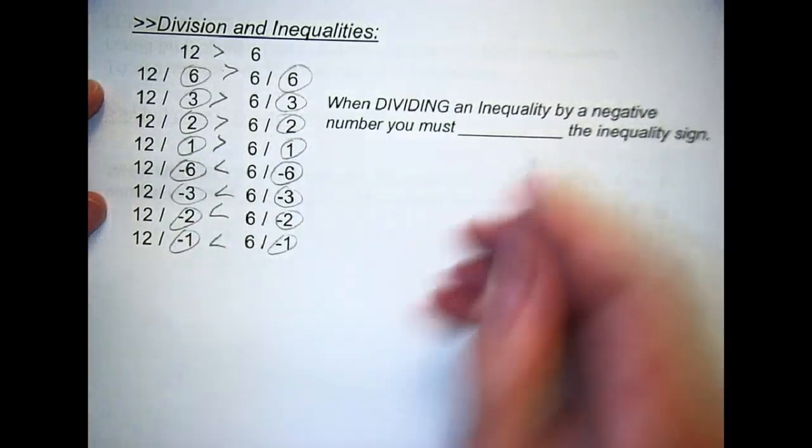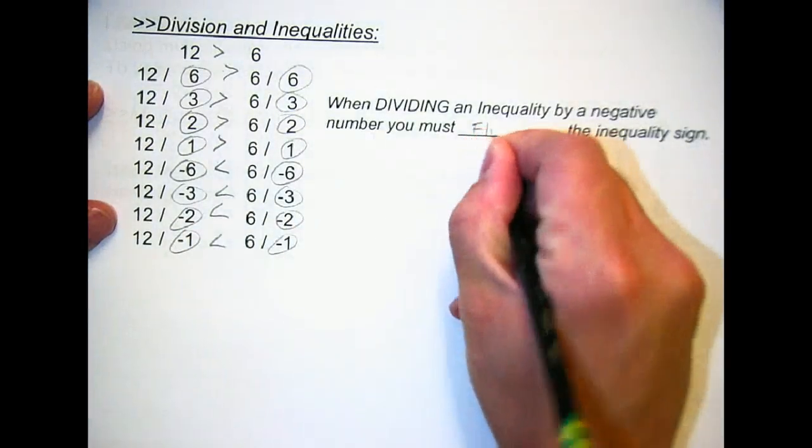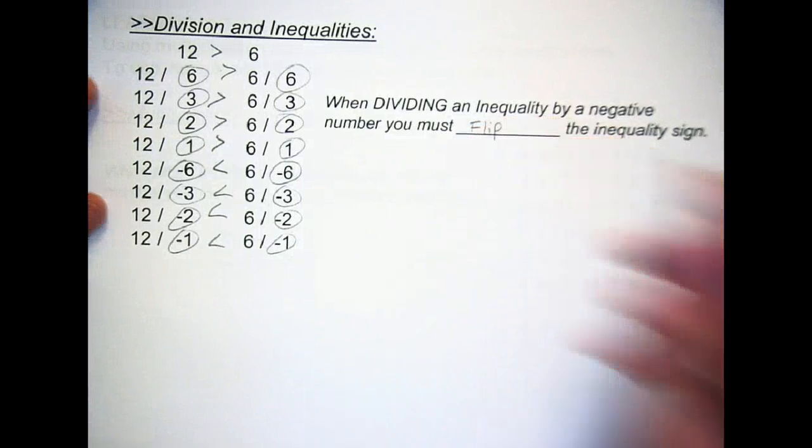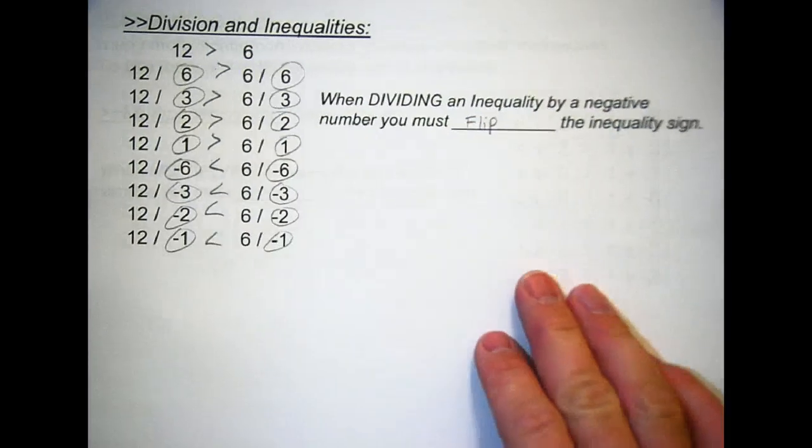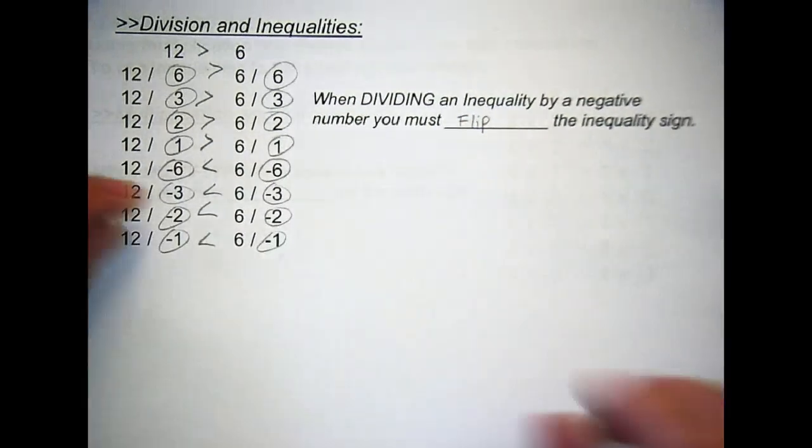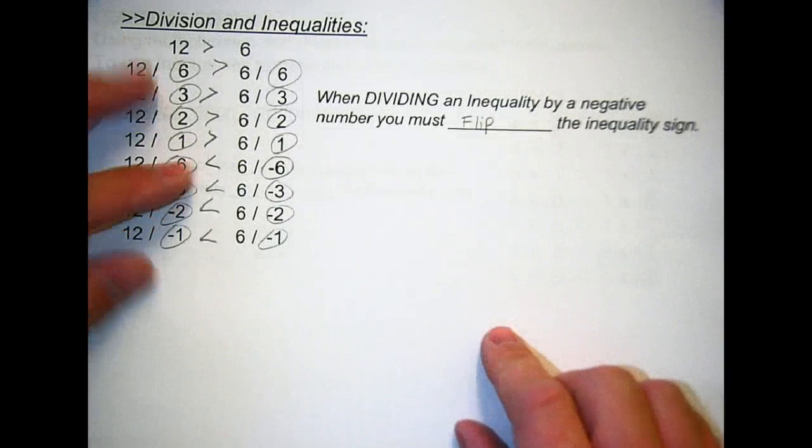So the rule that we need to remember when dealing with inequalities is if you multiply or divide by a negative, you must flip the inequality symbol. Okay, it turns over from where you started. That's kind of what we're showing there.